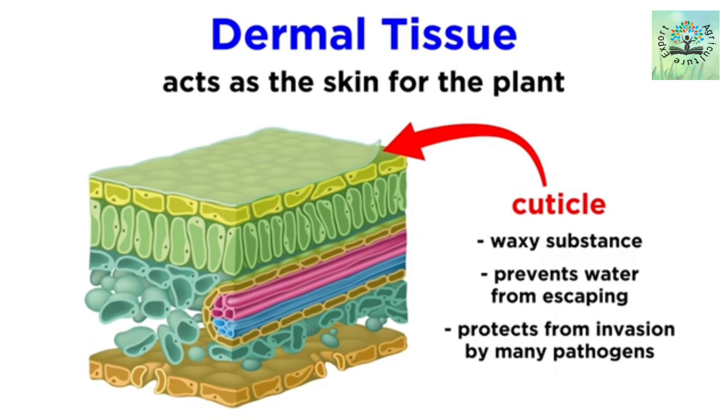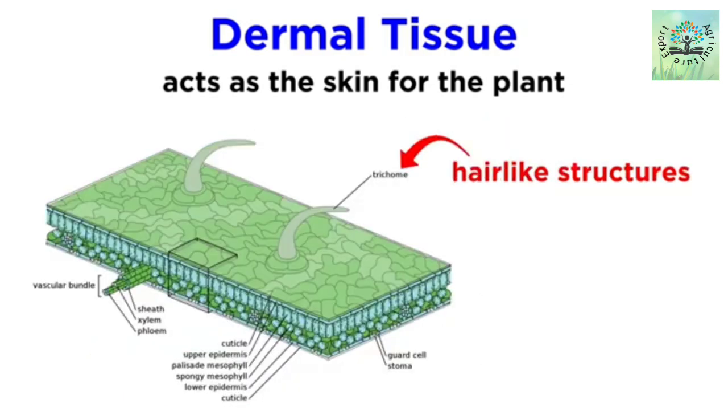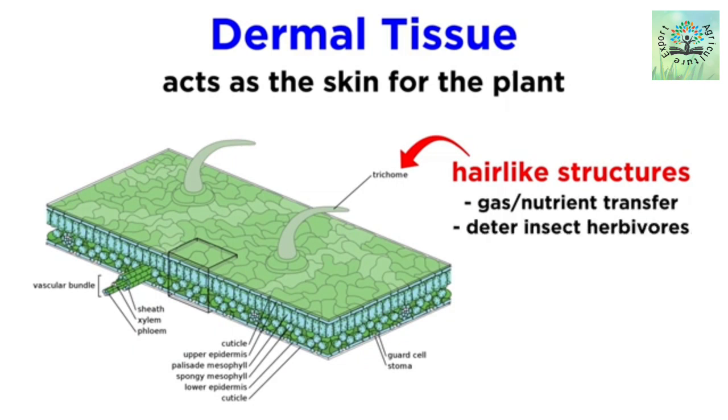This cuticle is one of the main evolutionary advantages that land plants exhibit over their aquatic ancestors. Some epidermal cells can specialize to take on hair-like shapes, which help the plant with specific gas and nutrient transfer functions, but these hairs can also be useful in deterring insect herbivores that might try to graze on the plant.